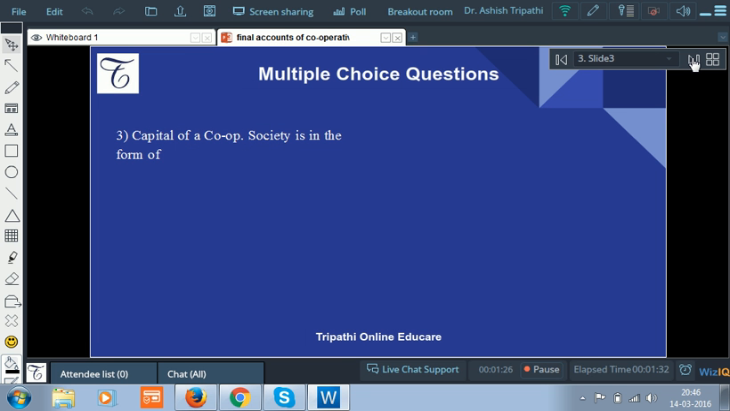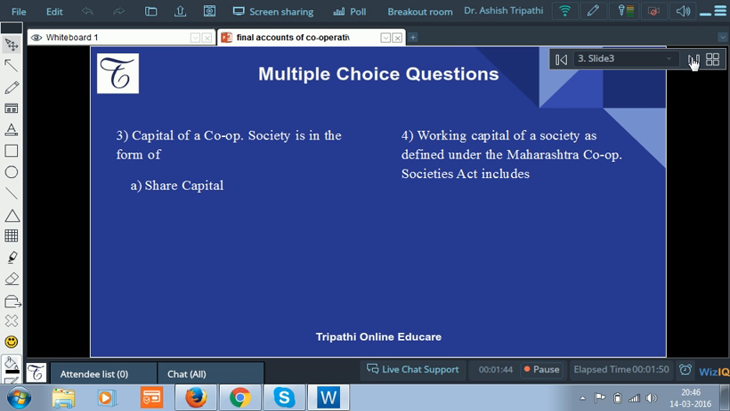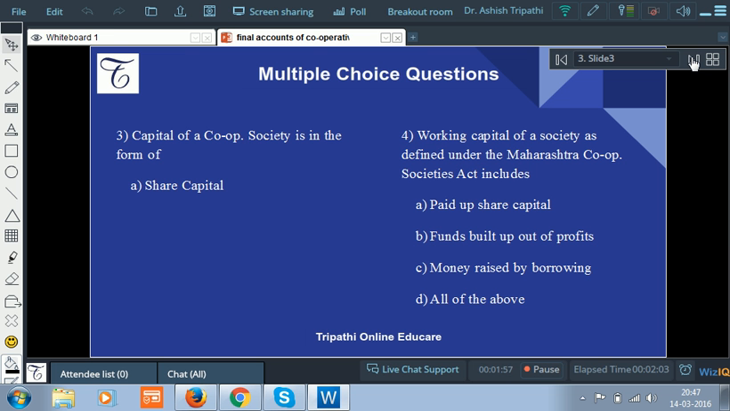Third, capital of a cooperative society is in the form of: A. Share capital, B. Earmarked fund, C. Corpus fund, D. None of the above. And the correct answer is A. Share capital. Fourth, working capital of a society as defined under the Maharashtra Cooperative Societies Act includes: A. Paid up share capital, B. Funds built up out of profits, C. Money raised by borrowings, D. All of the above. And the correct answer is D. All of the above.